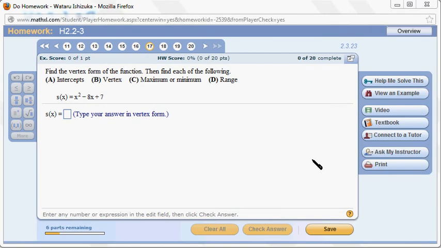Okay, let's look at the homework 2.2, 2.3, number 17. Right? So we want to find the vertex form of this function, right? So let's do that first.